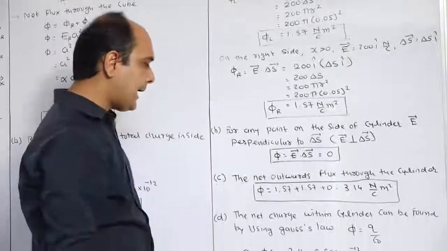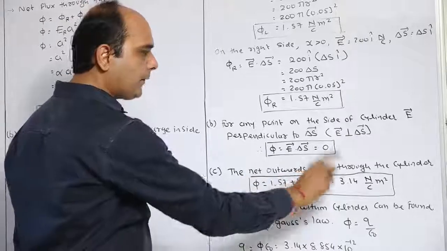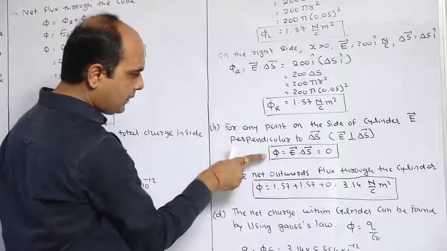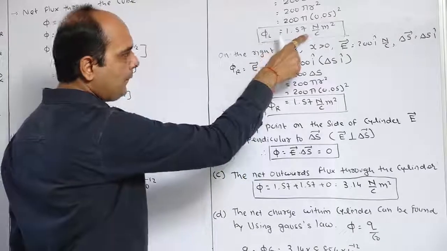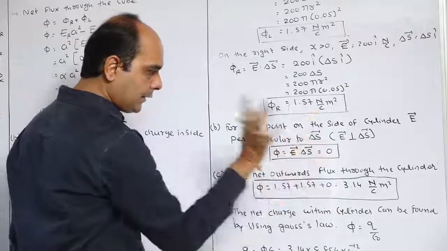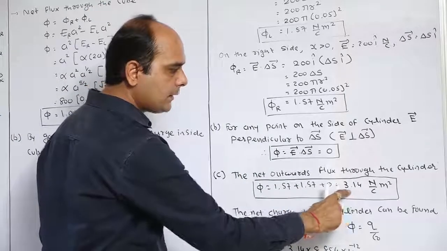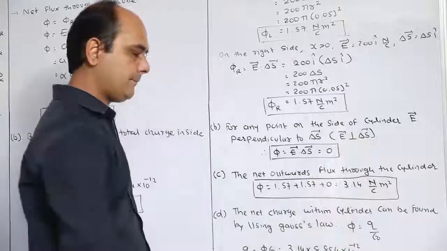Now the next question, calculate the total net outward flux through the cylinder. Total flux means phi L plus phi R plus phi side. 1.57 plus 1.57 plus 0. Total answer is 3.14 Newton per coulomb into meter square.